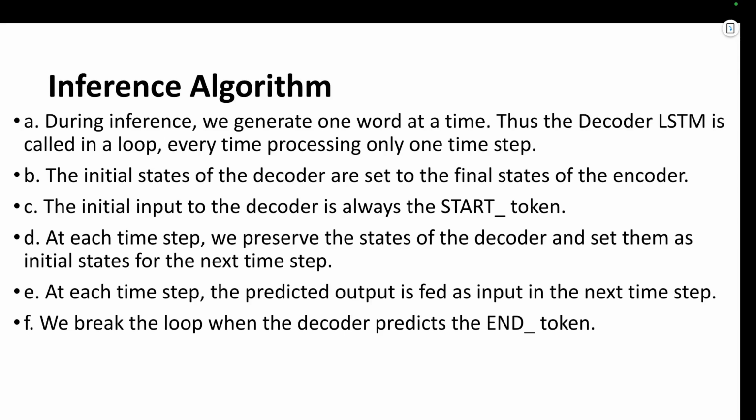Now in the inference algorithm, that is testing, we generate one word at a time, thus the decoder LSTM is called in a loop, every time processing only one time step. The initial state of the decoder is set to the final state of the encoder. The initial input to the decoder always starts with the start token and ends with the end token. At each time step, the model preserves the state of the decoder and sets it as the initial state for the next time step.